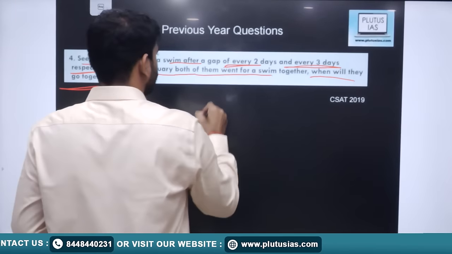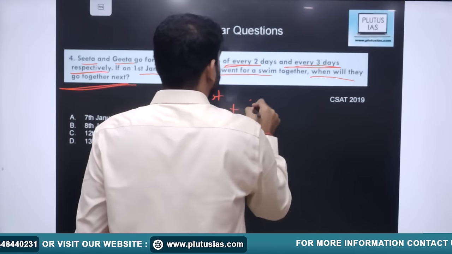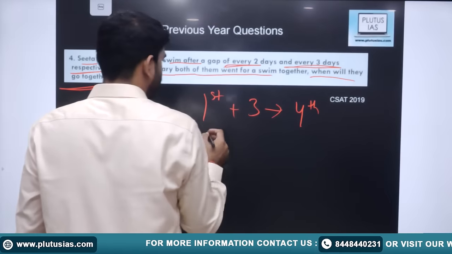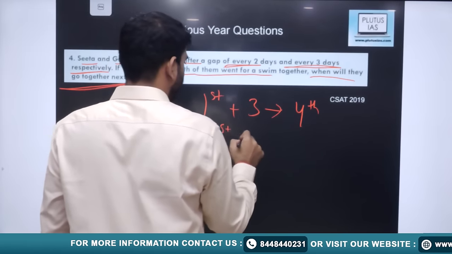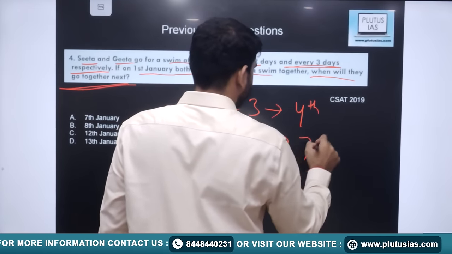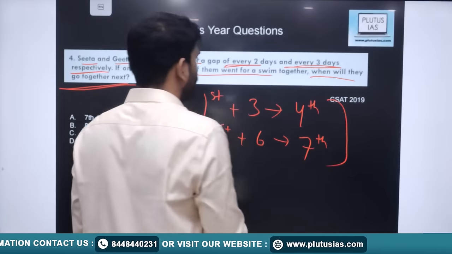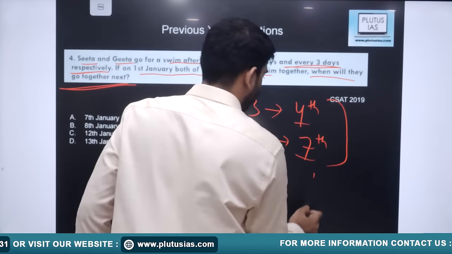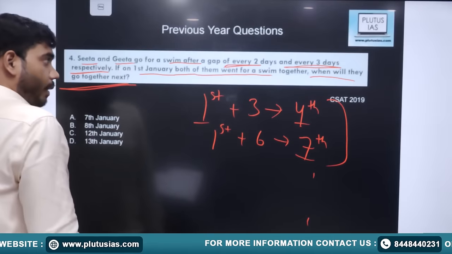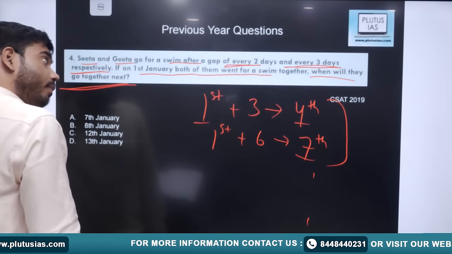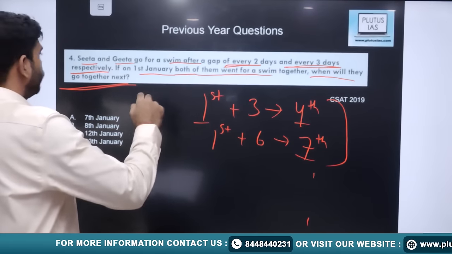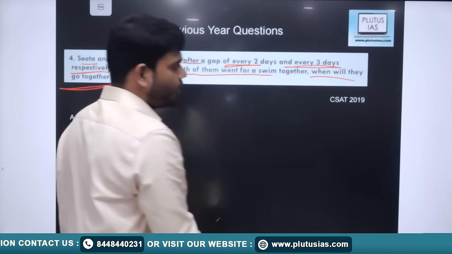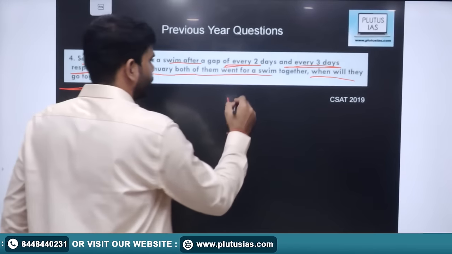So Geeta is going for swimming on 1st. Then we will add 3 days over there, that is 4th. Then the next multiple of 3 is 6, that is 7. So Geeta will be going on 1st, then 4th, then 7th, and so on in multiples of 3. So we need to find when they are going together. So it is very simple. They will be going together after 1st.